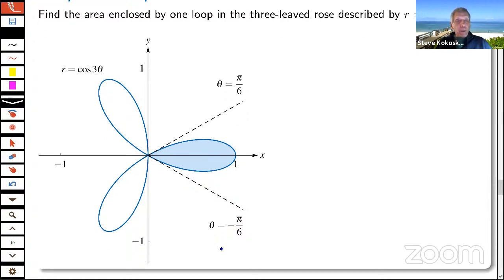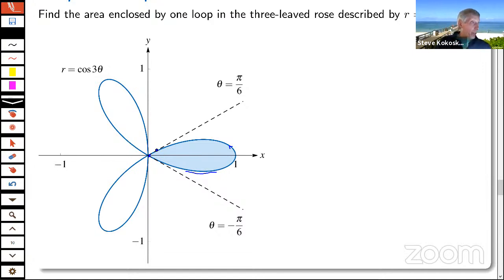I've taken the liberty here of sketching this curve, and I know a little bit about how this curve is traced out. If I started with theta equal to -pi/6, I would start here at the origin, and then as theta increases through 0 and pi/6, I move around this curve and I get one of those loops. So I've got to find the area of one of those loops.